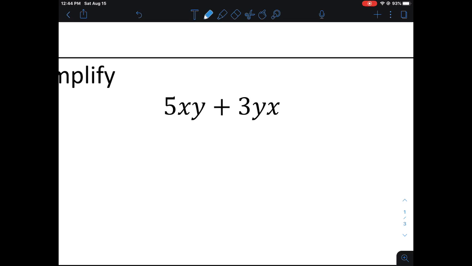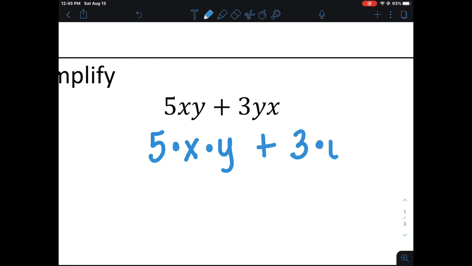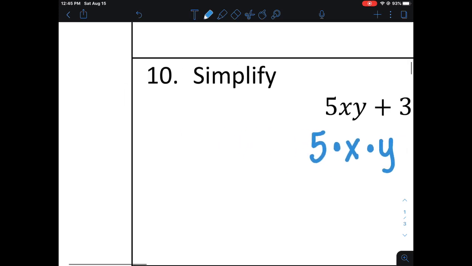Well, what does 5xy, what is that telling us? What does that mean? It's really 5 times x times y. That's what that stands for. Plus 3 times y times x. We just don't write those multiplication signs when we write 5xy. Those multiplication signs are implied, and sometimes students don't realize that it's implied. So now that we have our multiplication signs written in, I'm going to take a step to the side here.